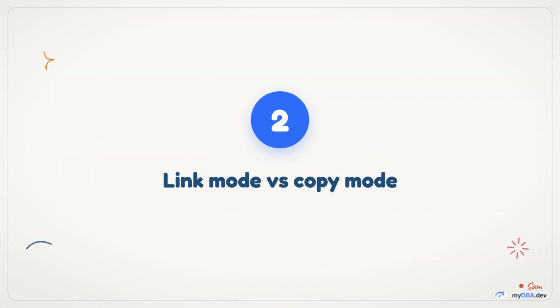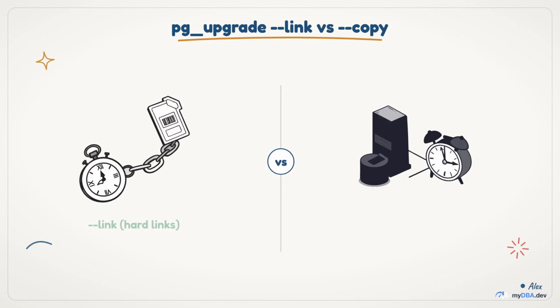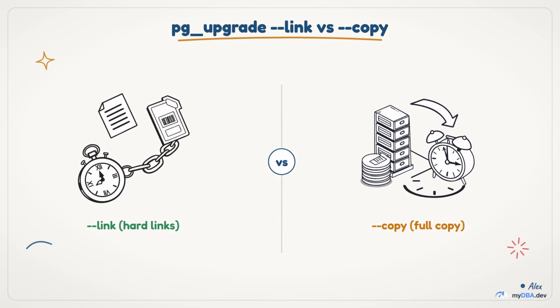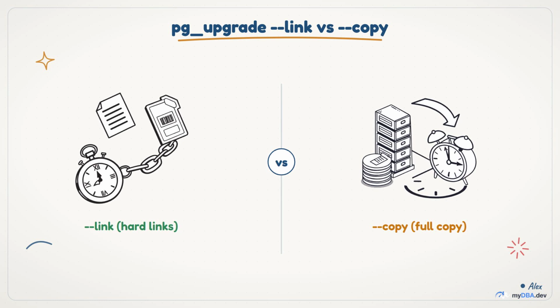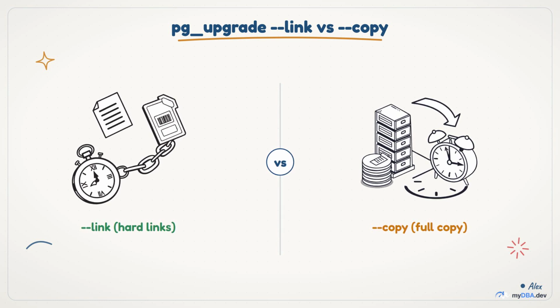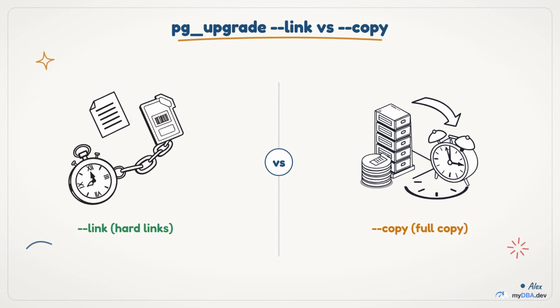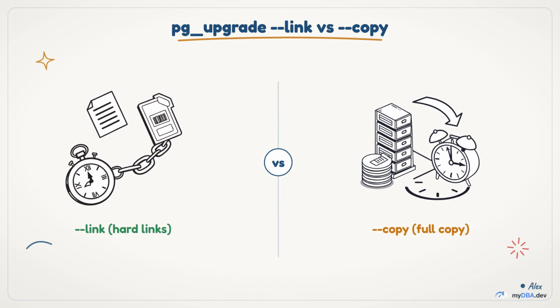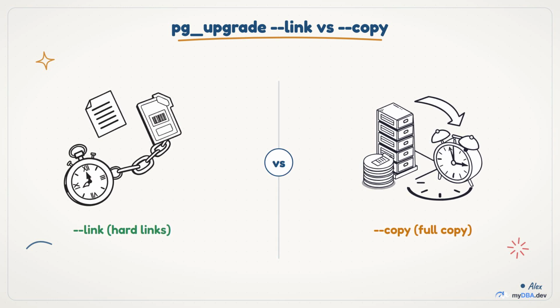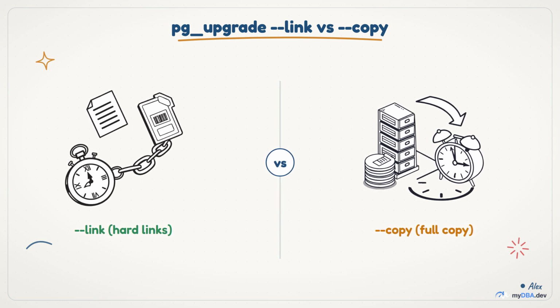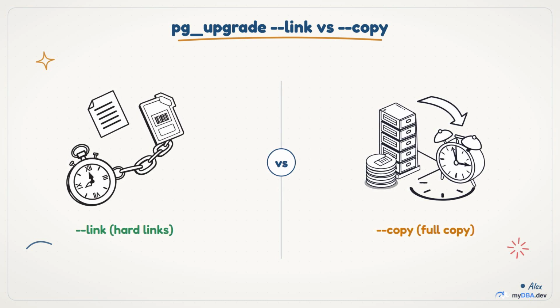You mentioned link versus copy. What's the difference? That's the second big decision you make when you run PG Upgrade. It controls whether the new cluster hard links to the old data files or makes full copies of them. With link, PG Upgrade creates hard links from the new cluster's data directory to the old cluster's files. It's instant and uses almost no extra disk space. With copy, it makes full duplicates of every heap and index file, which takes time proportional to your database size and doubles your disk usage temporarily.